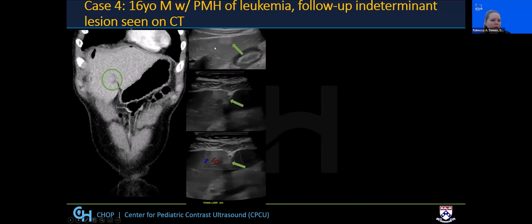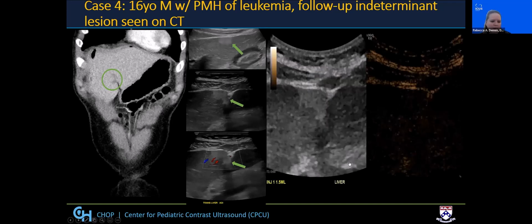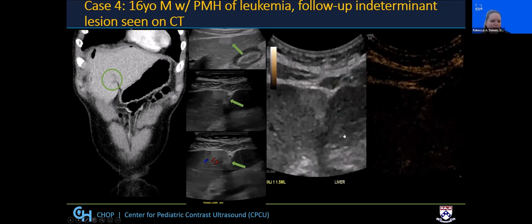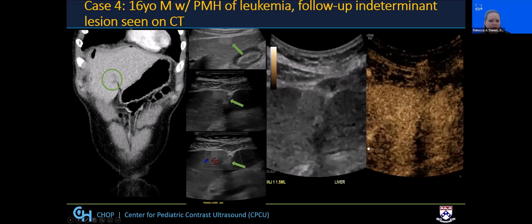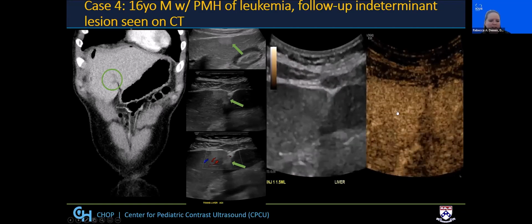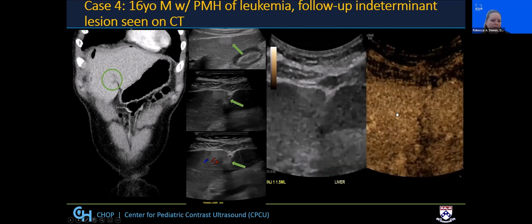Ultrasound shows this irregular area that is hyperechoic and possibly some small amount of internal vascular flow. Contrast ultrasound was recommended. And this is a video right after contrast administration. Here's the lesion. And as you can see, right away, it's isoenhancing to the adjacent parenchyma.